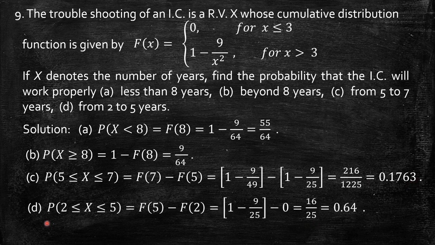Problem D, here the sub question is from 2 to 5 years. Once again in the same way, F of 5 minus F of 2. F of 5 is 1 minus 9 by 25, because x is greater than 3. And what about F of 2? It comes in the interval x less than or equal to 3, where the cumulative distribution function CDF is 0. So F of 2 is 0. This simplifies to 16 by 25 or 0.64.